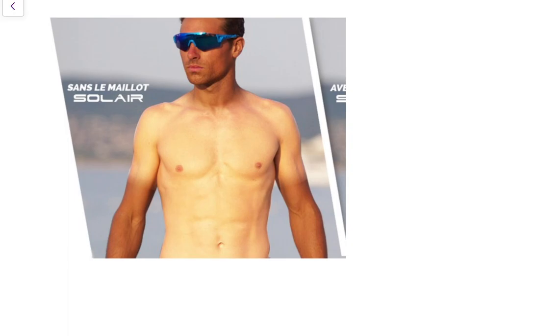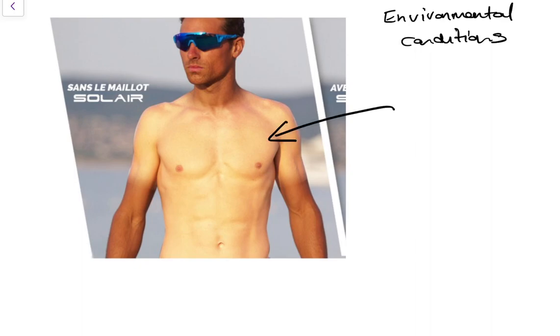And here's another example in humans. So what do we see here? We see environmental conditions which are affecting gene expression. And what's the different environmental condition? Well, this is to do with UV exposure.